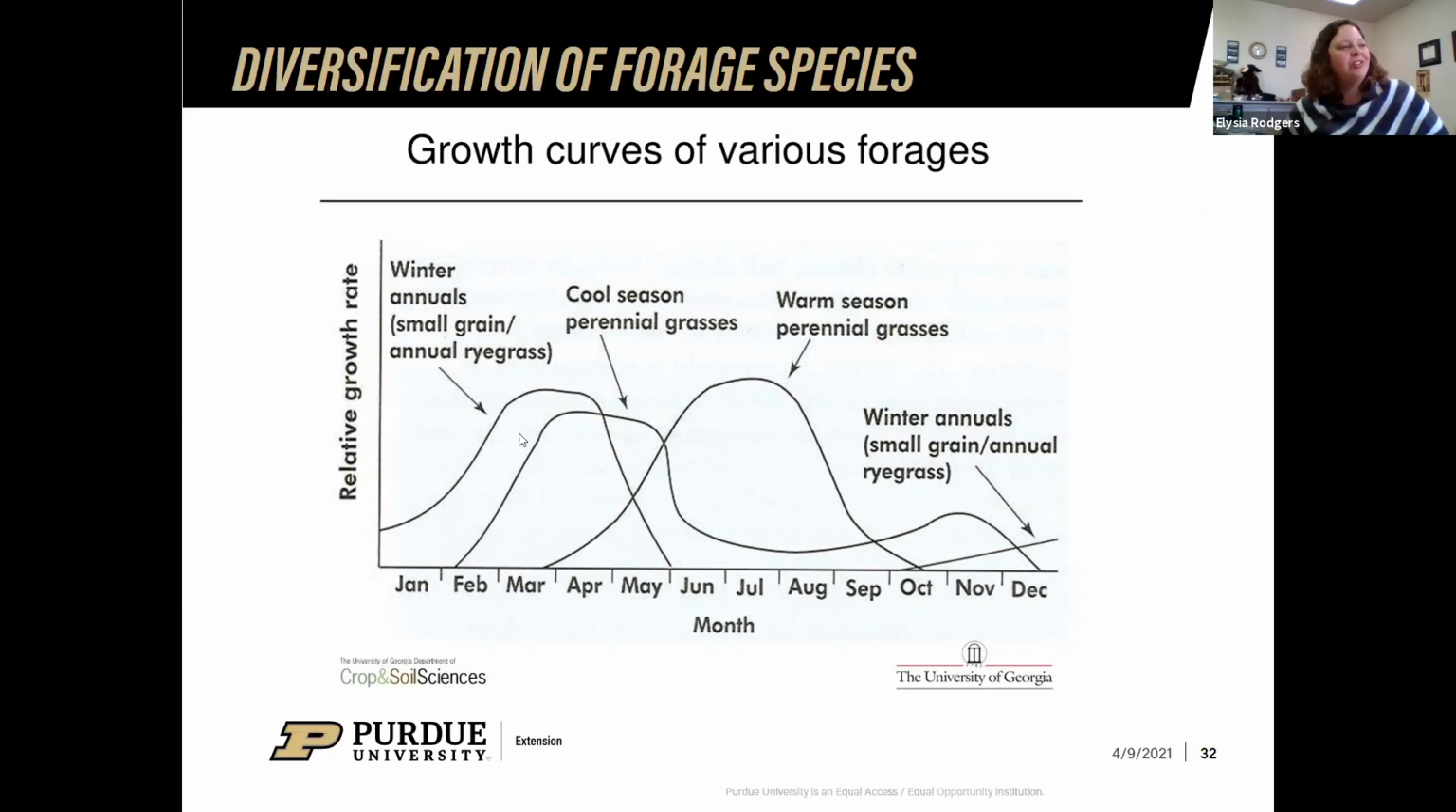If we shift our curve a little bit to the right here, let's say April timeframe, our cool season grasses really start growing. June, July, August, September timeframe, we have our warm season perennials really growing. We can get some winter annuals in there. So it's really great if we can diversify our species. We can rotate them through as the nutrition is most available for our animals, and just keep everybody growing and happy.